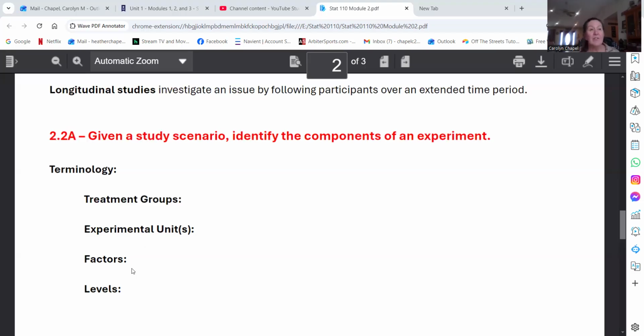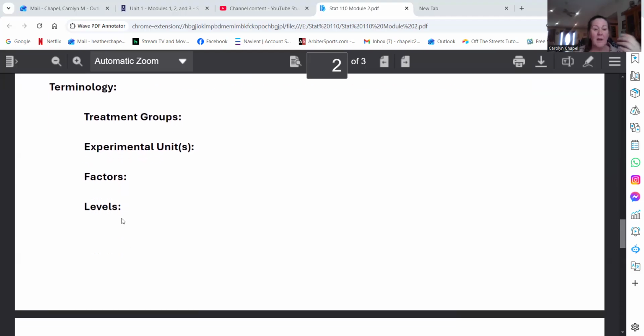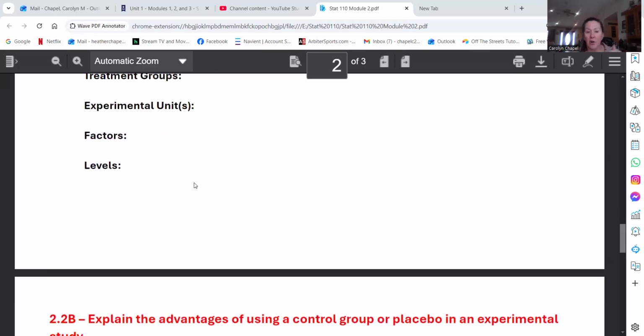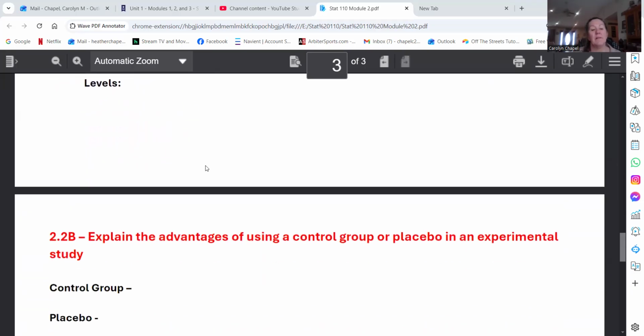The factors are the things that we are looking at. So with the drugs, maybe we're trying to figure out how long a headache will last if you have no drugs, 5 milligrams, 10 milligrams. The factor would be those times. The levels would be the different levels that we give of those drugs. So just some terms that go into those experiments.